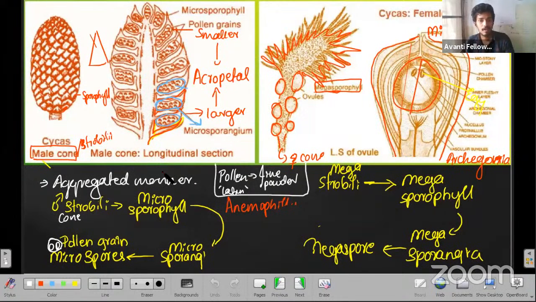So what's the difference between Archegonia and Megasporangia? Okay, so remember, Archegonia is a sac-like structure which contains a neck. With the neck and the sac, that's what we call the Archegonia. Megasporangia means where megaspores are present, the site or the area where megaspores are present.